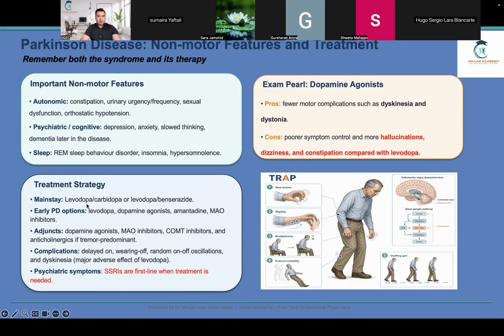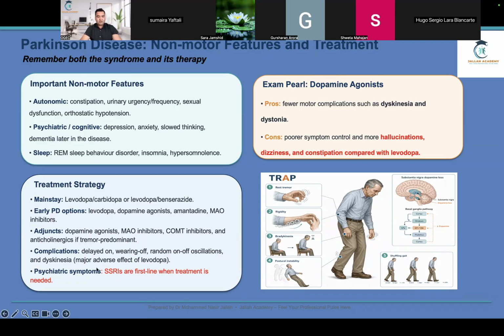And then the treatment, mainstay of treatment is levodopa carbidopa or levodopa benserazide. But levodopa carbidopa is by far the best first choice. Early Parkinson's disease options: levodopa, dopamine agonist, amantadine, monoamine oxidase inhibitor. Adjuncts could be dopamine agonist, monoamine oxidase inhibitors, COMT inhibitors, and anticholinergic if tremor predominant. Complications: delayed onset, wearing off, random on-off oscillation, and dyskinesia. Major adverse effect of the levodopa.